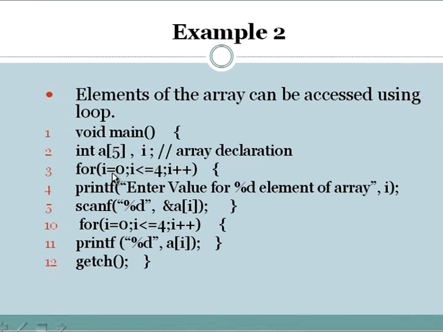So first time i equals 0, i less than or equal to 4. This time a[0] will be accessed. Then when the value of i becomes 1, then a[1] will be accessed, then a[2], then a[3], and then a[4]. Scanf statement is used to take input for each element of the array. And then the next for loop is used to display the value stored at each element of the array.